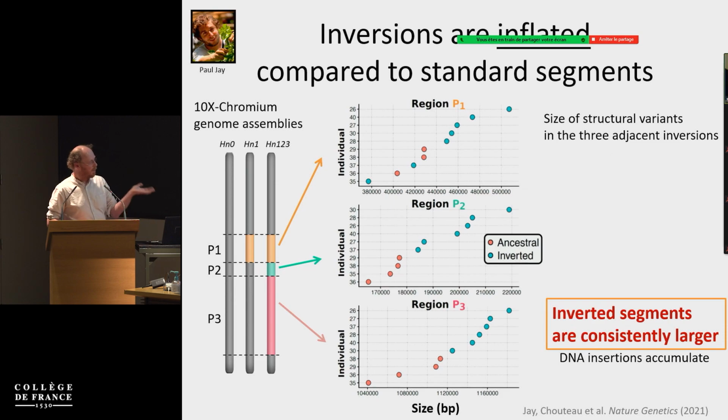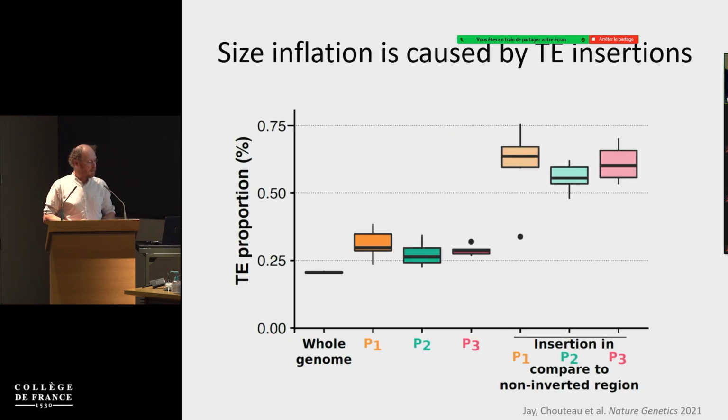So Paul looked at a very crude indication of accumulation: the inverted segments tend to be much larger, about 15% larger than the standard ones, indicating that they have inflated with time and probably accumulated genetic material. But we still have very good synteny, so it's not genes. It's actually TE insertions. The insertions are full of TEs. So this is what you see on the right, compared to the segments in general. What's really inserted in those segments, the inflation, is caused by the insertion of TEs.